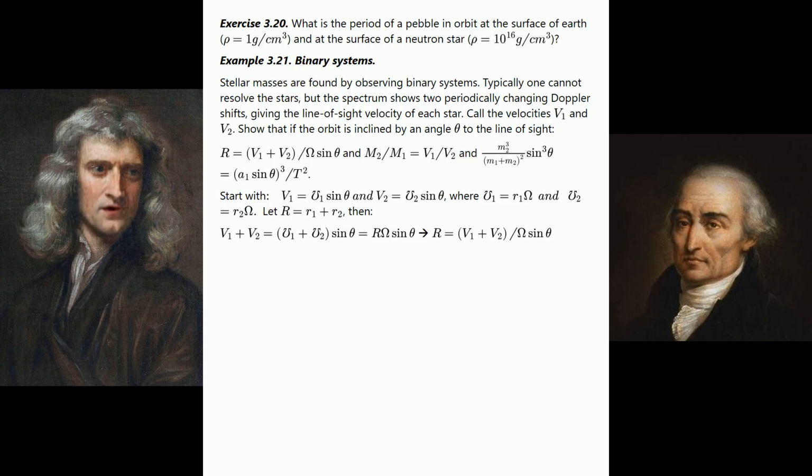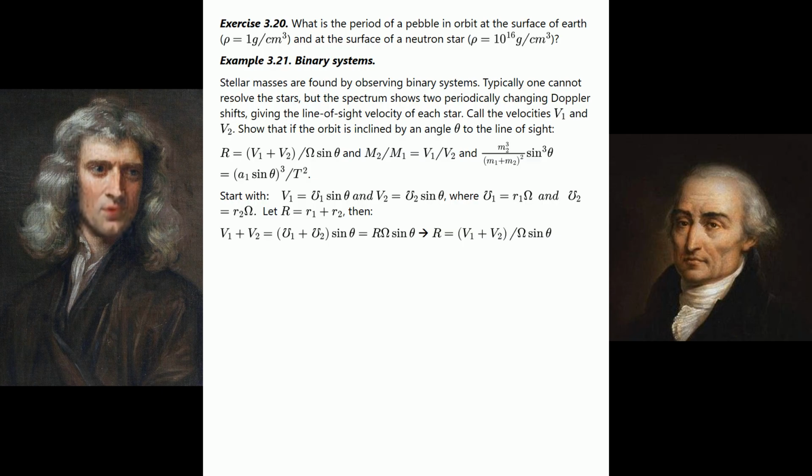Exercise 3.20. What is the period of a pebble in orbit at the surface of Earth? Rho equals 1 g/cm³, and at the surface of a neutron star, rho equals 10 to the 16th power g/cm³.